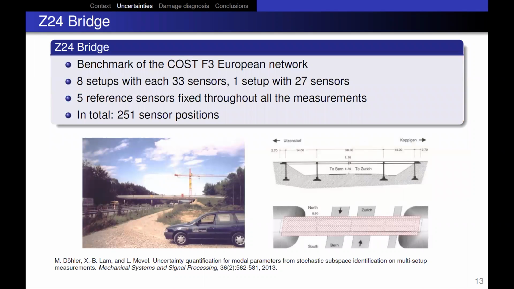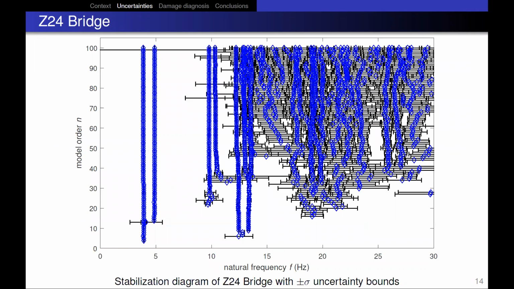So here just a few examples. The well-known Z24 bridge. When we get the uncertainties in the modal identification on one data set, we see them as horizontal bars here. So we have the plot of the natural frequencies versus the assumed model order. The frequencies that are structural are assumed to be stable over different model orders, so we can select them from there. And so there are the physical modes.